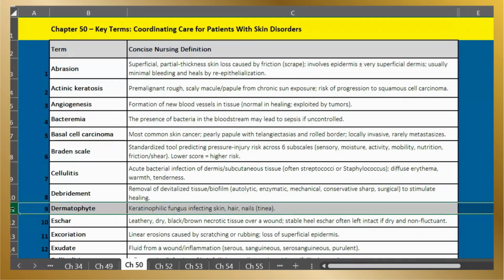Dermatophyte: a keratinophilic fungus infecting skin, hair and nails, tinea. So derma means skin, phyte means plant or fungus.